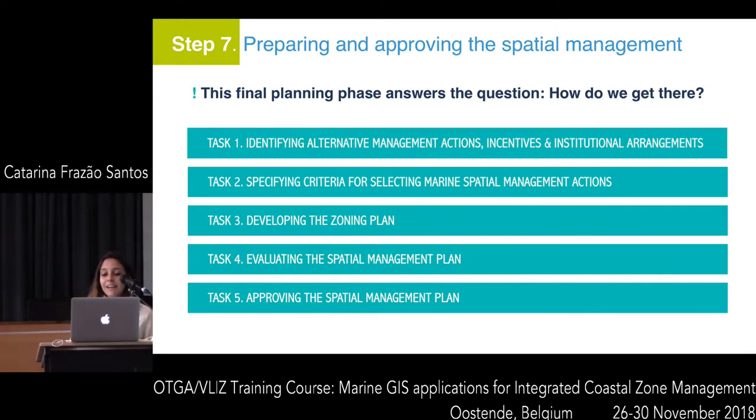We have again five more tasks. The first one is identifying alternative management actions, incentives, and institutional arrangements. Then we'll need to specify criteria for selecting marine spatial management actions, developing a zoning plan. This is very important. And there are major discussions about if zoning is the same as marine spatial planning. For some people, it is the same. For other people, it's just a tool to ensure marine spatial planning, and that's the vision that is included in the UNESCO guide. Then we need to evaluate the management plan and approve the management plan. And I know you're getting tired of this, but we are already in step 7 and there are only 10.